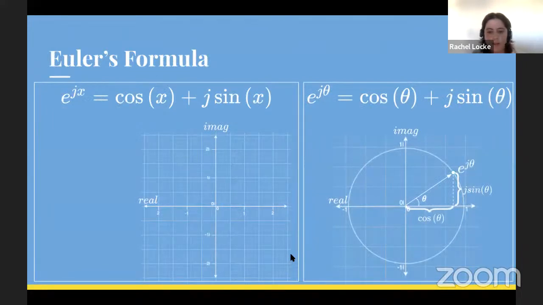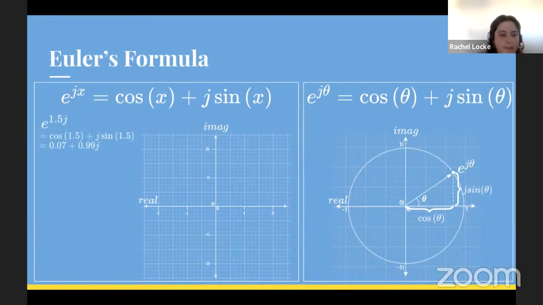Okay, now we're going to look at Euler's theorem, or Euler's formula. And this is another representation of a complex number. And we can start to see cosine and sine, which are familiar functions to us as audio programmers. What we're going to do is plug in some arbitrary numbers for x here in Euler's formula, and plot them on the complex plane. So let's start off with 1.5. If we plug in the numbers for cosine and sine of 1.5, we're left with this complex number.